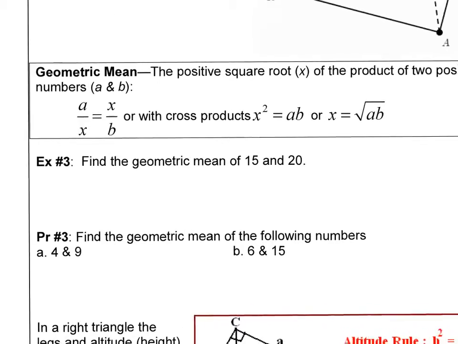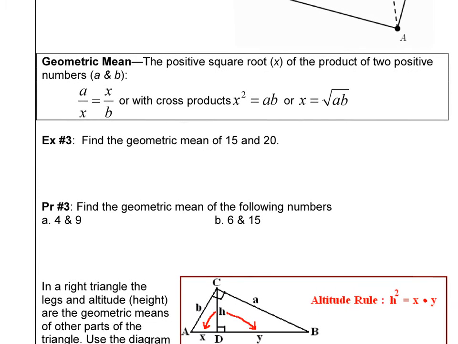Well, we have another type of mean. It's called the geometric mean. And the geometric mean really comes from similar triangles, from proportional parts. It's the positive square root of the product of two positive numbers. Well, what does that mean? Well, it starts off like this. That x would be the geometric mean of these two numbers, a and b.